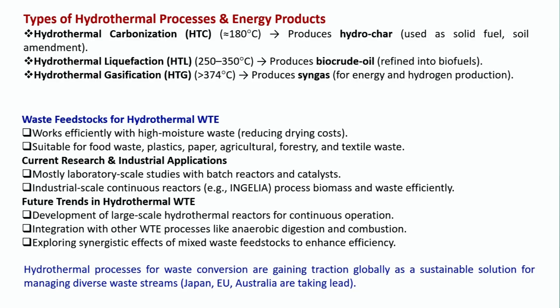There is hydrothermal carbonization, which produces hydrochar, which I mentioned, right? It is used as solid fuel or soil amendment. Hydrothermal liquefaction, within the temperature range of 250 to 350 degrees Celsius, produces bio-crude oil, which is refined into biofuels. And then hydrothermal gasification, at more than 374 degrees Celsius, produces syngas, which I was mentioning, capable of producing energy and hydrogen, and can be used for electricity, right?